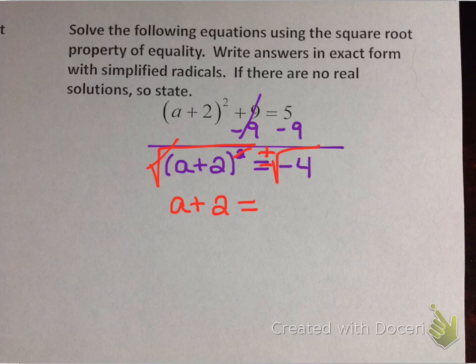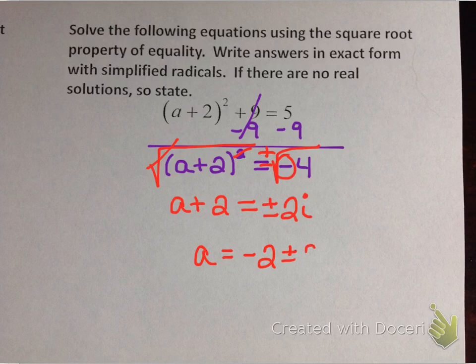Okay, so I have my plus or minus, the square root of 4 is 2, and the fact that there was a negative inside that square root makes it imaginary. And so then my last step is to subtract the 2. So I get -2 plus or minus 2i. So there's my complex solutions.